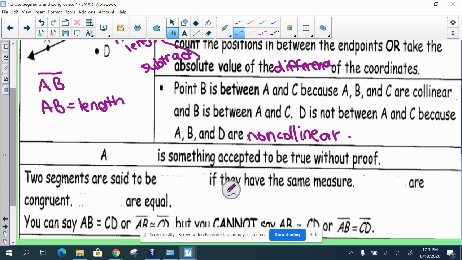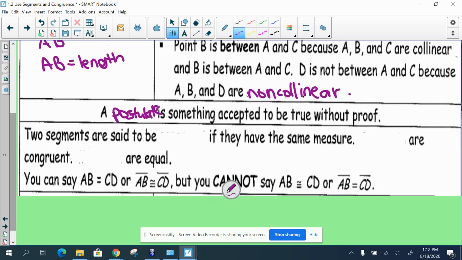All right, so here, a postulate is something accepted to be true without proof. Theorems, on the other hand, require proofs, but a postulate does not require it to be proven. That may not seem very important right now, but further down the line, when we start learning about theorems, this fact here is going to be important to us because we can use postulates to help prove our theorems. Okay, so that'll be more important down the line.